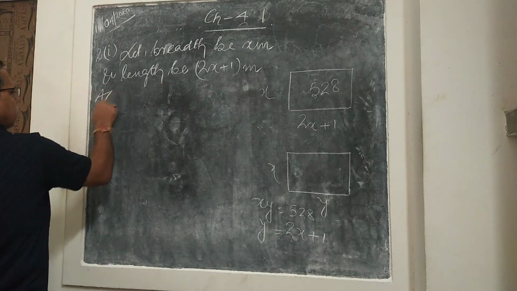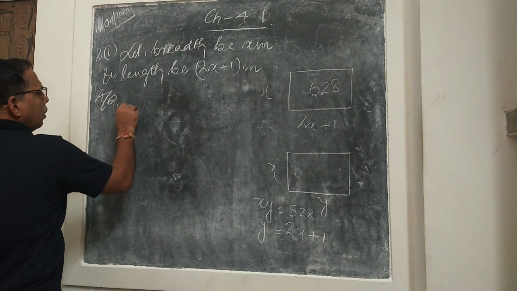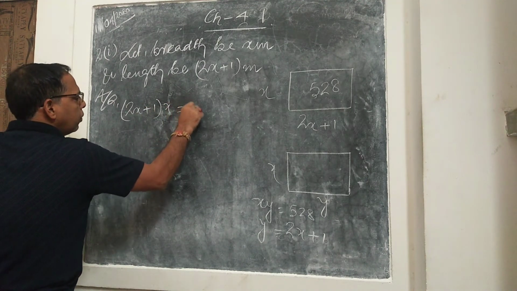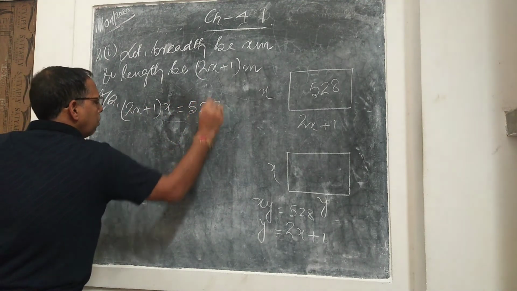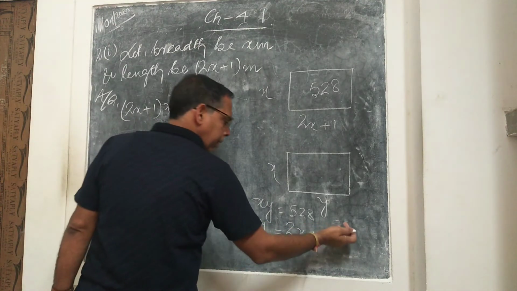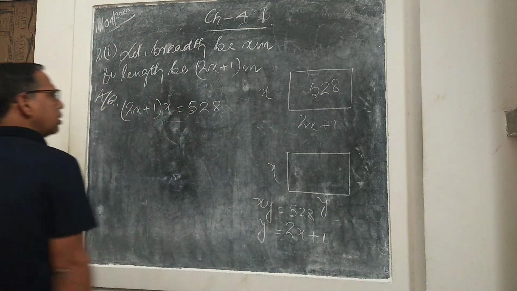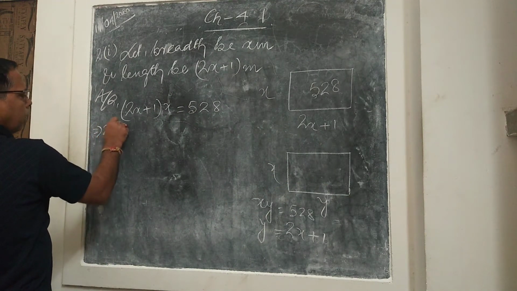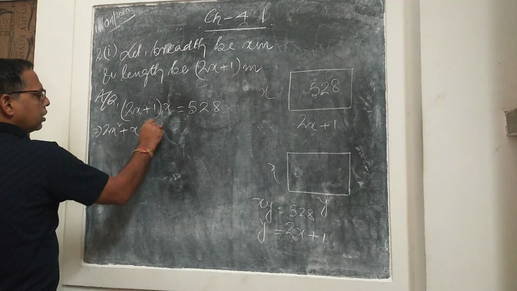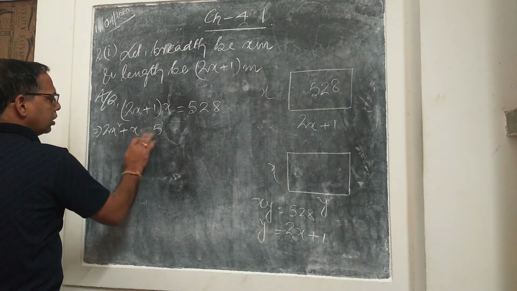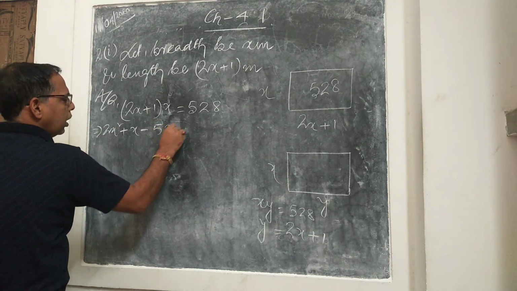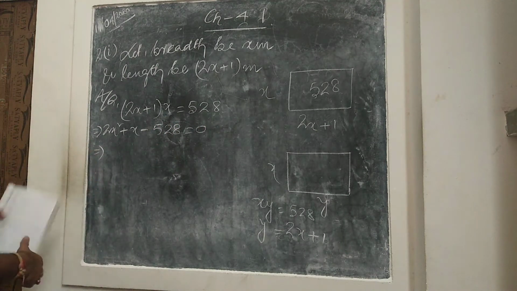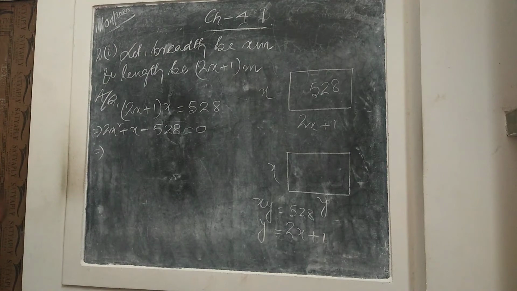According to the question, 2x(x + 1) = 528. Now you have to check by this way also whether the answer comes the same or not. Okay, so then 2x² + x − 528 = 0. Now 528 you have to factorize, you have to do by middle term factorization.